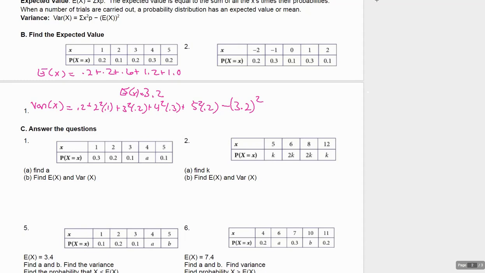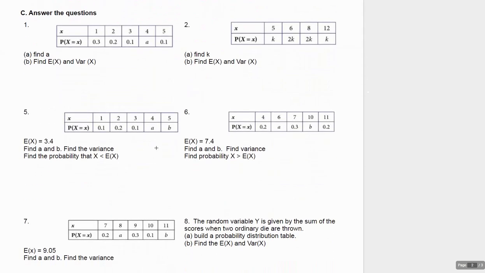Okay, I got it. Are all of the rest of the questions like that? Yeah, so you'll notice here, it just kind of mixes some things together. You have to find the A. Once you find the A, then you find the expected value and the variance. Here you'll notice, what's different about 5? You notice how there's 2 different variables?